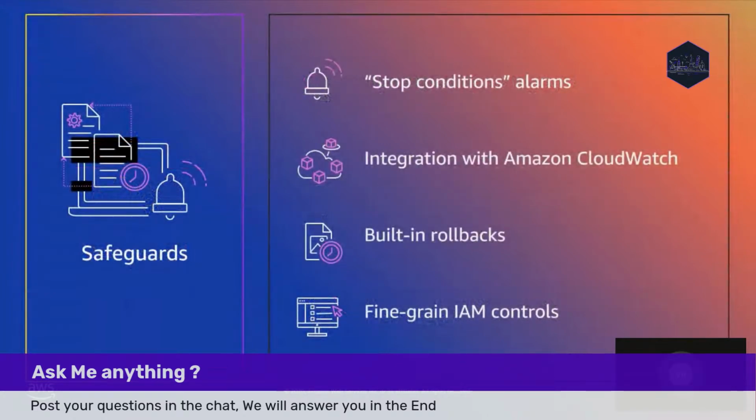And then the third one and the last one is safeguards. It provides you with safeguards. You can define stop condition alarms. The second demo is doing that. We'll see what that looks like. And those integrate with your Amazon CloudWatch, and you can build in rollbacks. Those are built in, and then you can fine grain your IAM controls. We'll look at those as well, what those look like when we go and look at the demo.